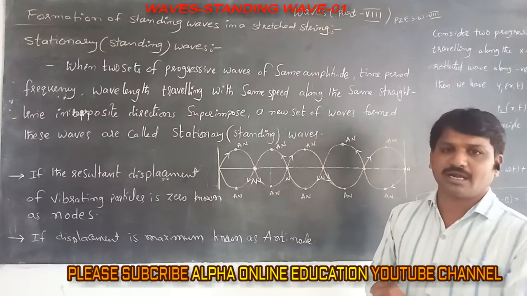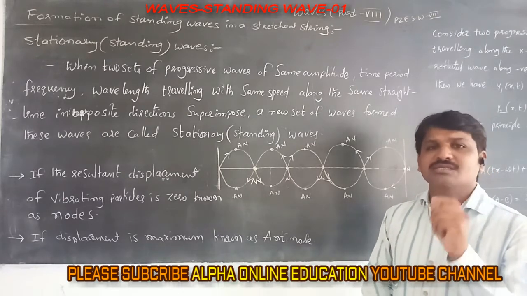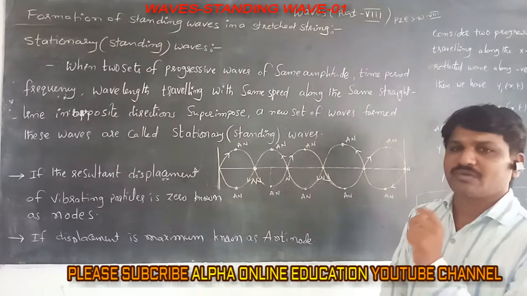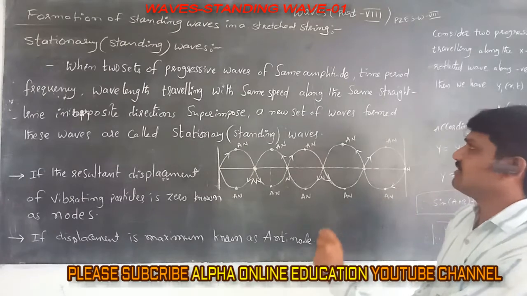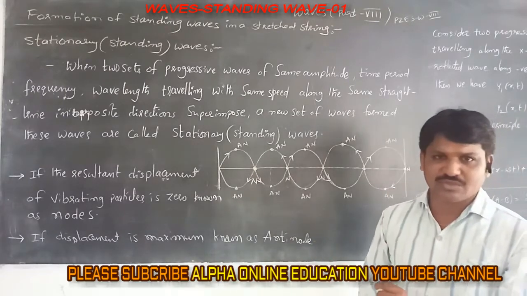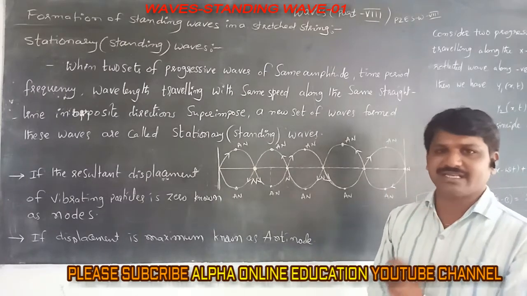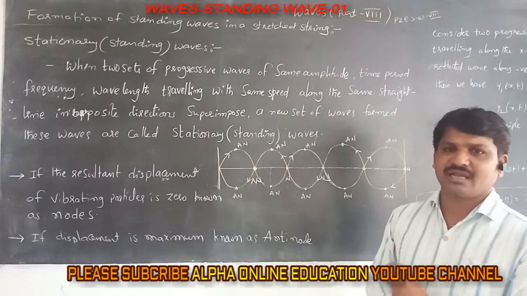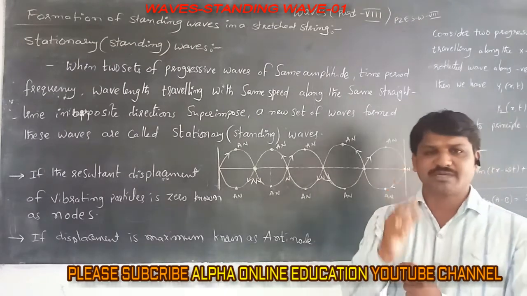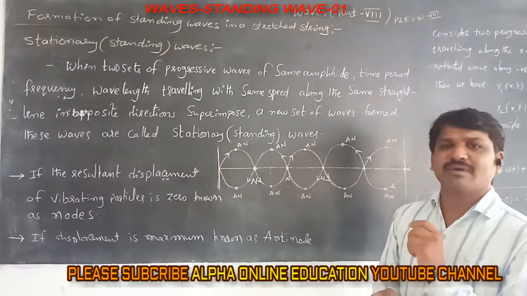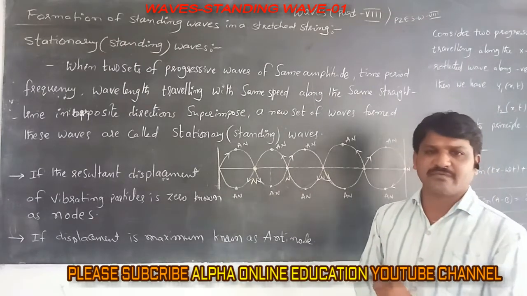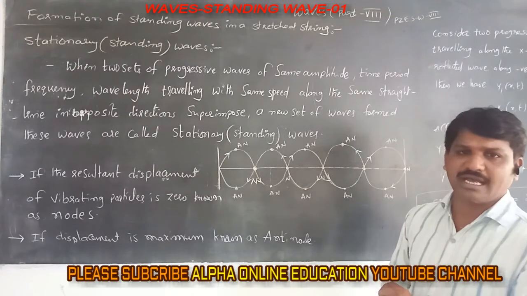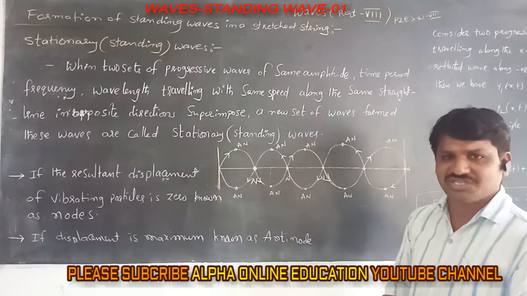That wave is called a standing or stationary wave. When two sets of progressive waves have the same amplitude, wavelength, frequency, time period and travel with the same speed but in opposite directions, a new set of waves will be formed. That wave is called a standing or stationary wave.